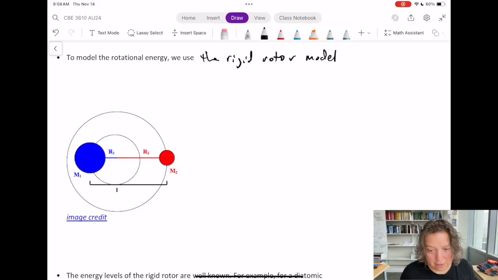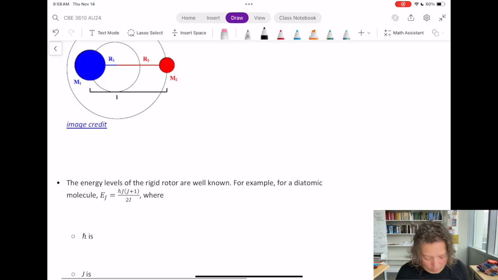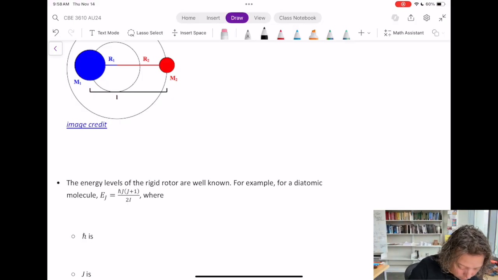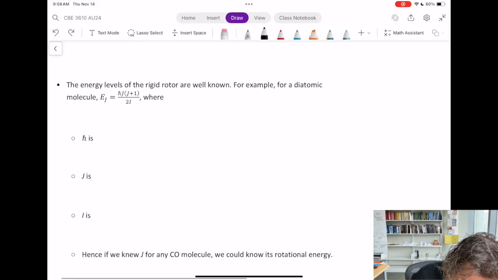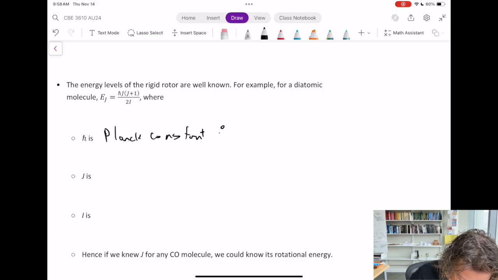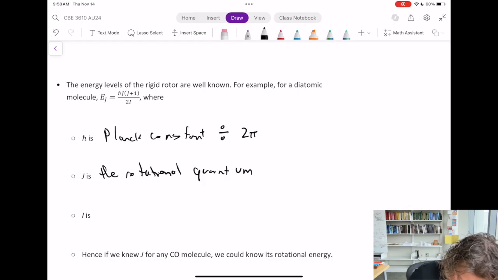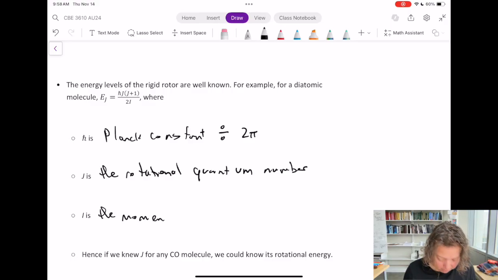Again, I'm not going to solve this. I'm not going to talk about the wave functions. I'm only going to talk about the energy levels. For a diatomic heteronuclear molecule, these are well known. They are here. Here, h bar is Planck constant divided by 2 pi. J is the rotational quantum number. I is the moment of inertia of the molecule.